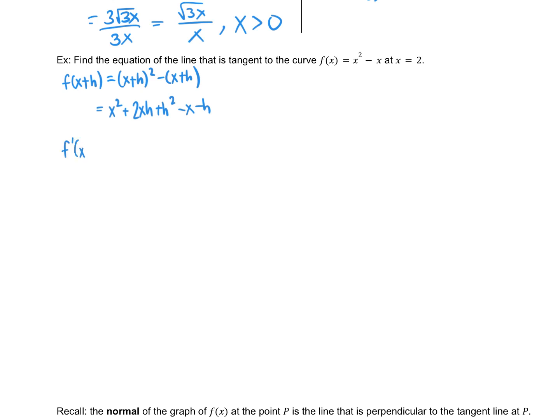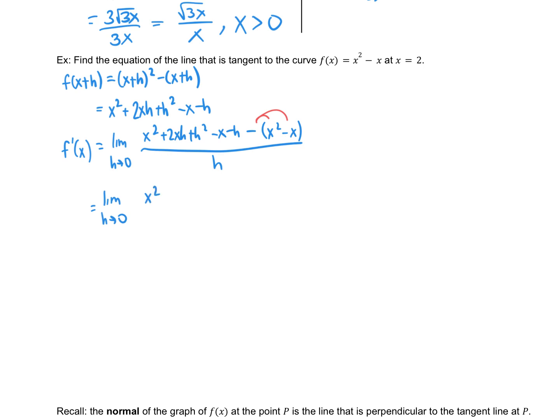So the derivative is going to equal the limit as h approaches 0 of the expression we just got minus f of x itself, all over h. Now you can start canceling things out here if you would like, because x squared minus x squared cancels out, negative x minus negative x cancels out. But if it's hard to visualize that, go ahead and distribute that negative in.